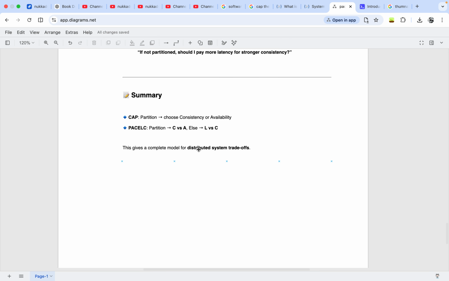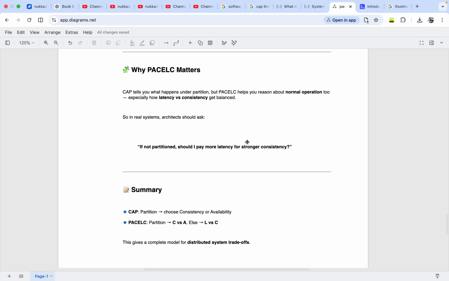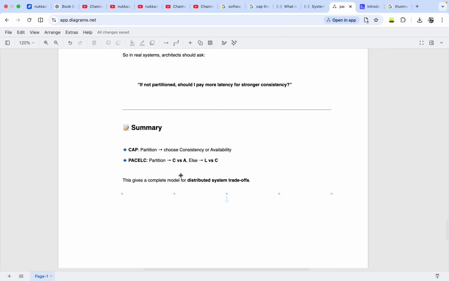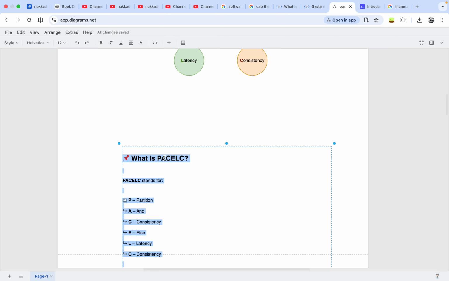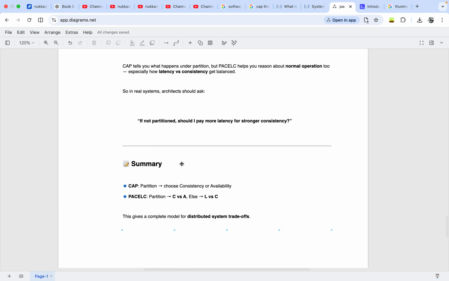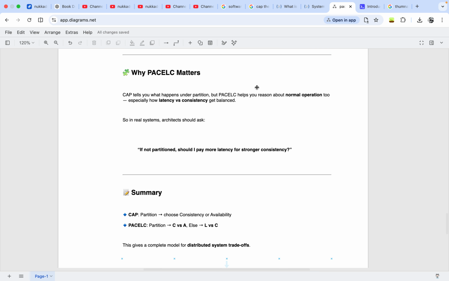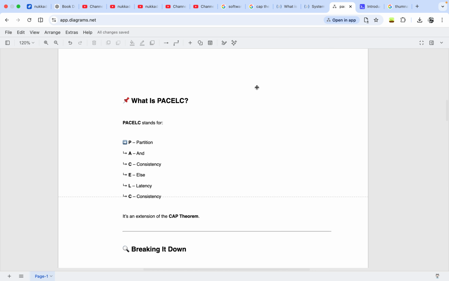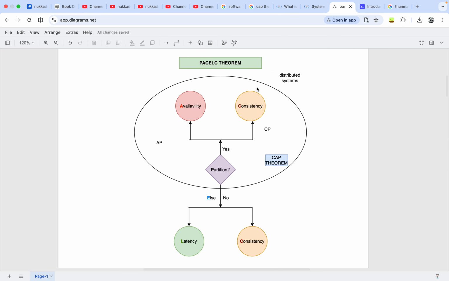Cool. So in summary, you can see CAP: partition, choose consistency or availability, and PACELC: else, latency versus consistency. I hope you got it. It gives what PACELC does extra. It gives freedom to choose between latency or consistency. So here C versus A, else L versus C. This gives a complete model for distributed trade-offs. I think you are clear with the CAP theorem and PACELC, and what the extension is.